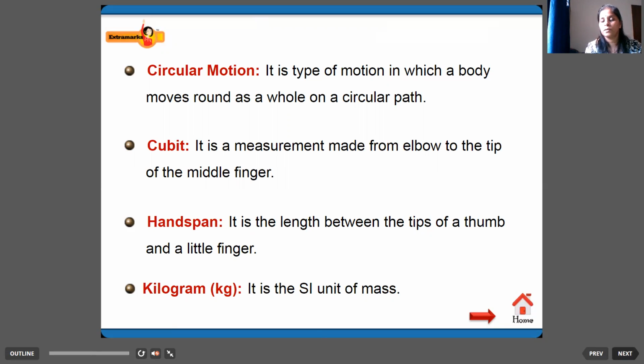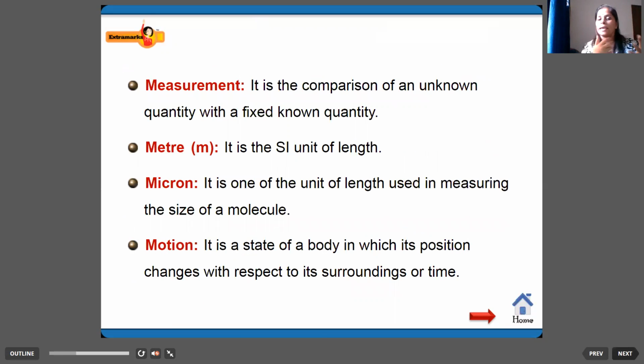The next term, measurement. Again, a very easy term. Comparison of an unknown quantity with a fixed known quantity is known as your measurement. Meter is the SI unit of length. Micron is one of the units of length used in measuring the size of molecules. This you will study in the higher standard, but good if you know it. Motion, a state of body in which its position changes with respect to its surroundings or time, is known as motion.